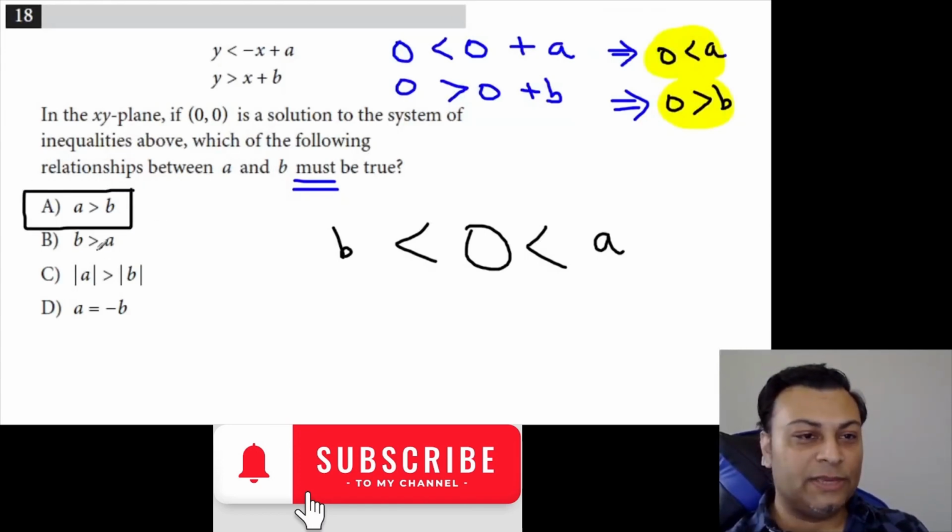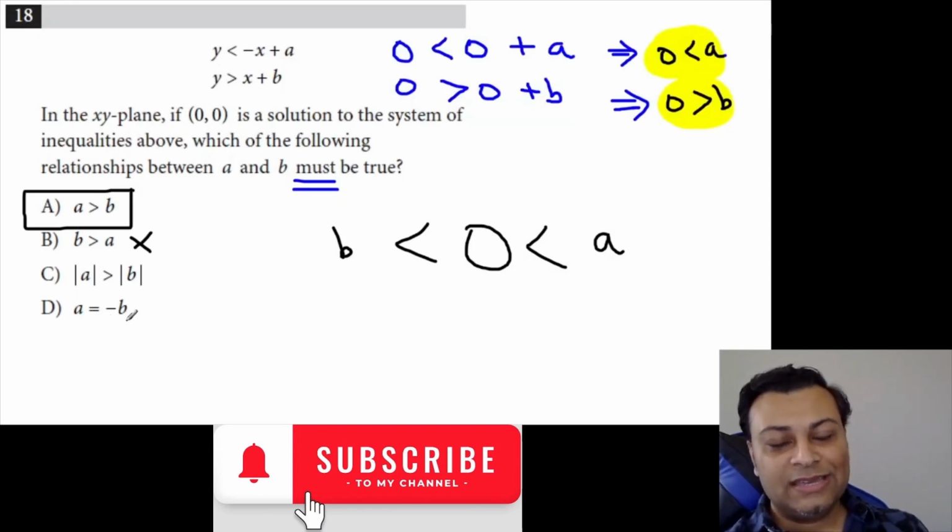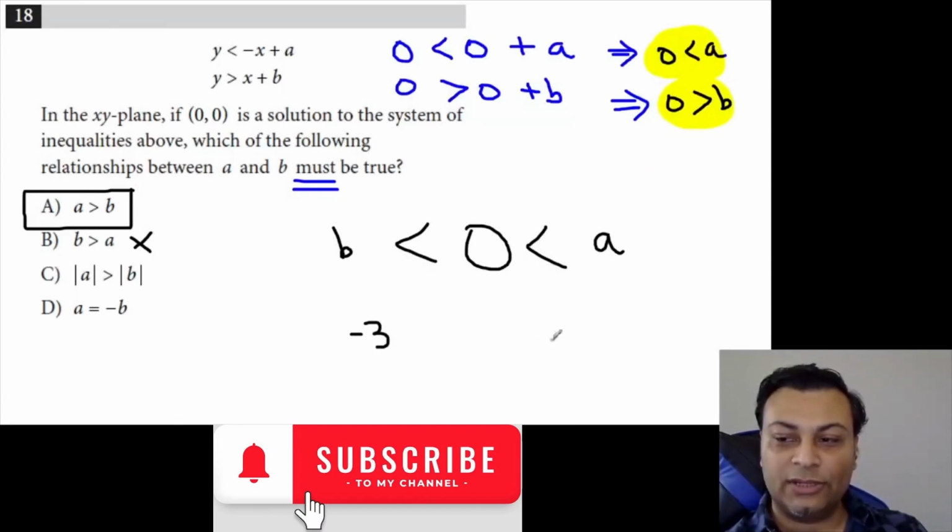You can see why B is wrong. It says that B is greater than A, which is not true. What about this? A is the negative of B. It doesn't have to be. I mean, if B is negative 3 and A is 3, then yes, it could be. But what if A is something else, like 5? Then it won't be the negative of B. A doesn't have to be the negative of B.